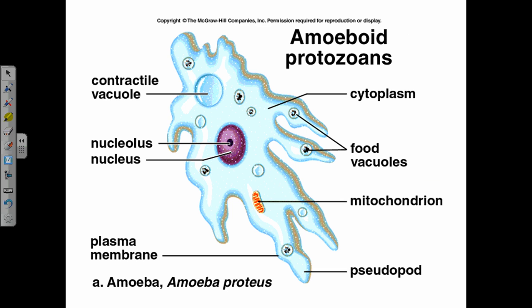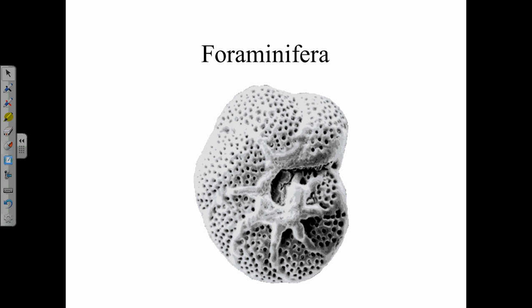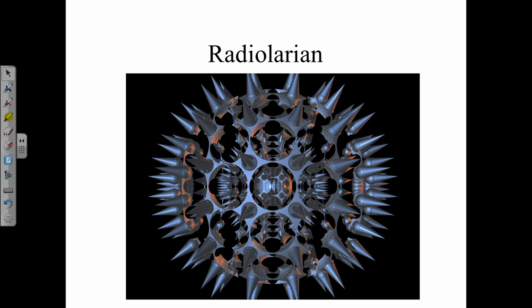There's an amoeba, and these little extensions of the amoeba, what are those? Those are pseudopods, and it sort of just flows toward those. That's how it moves. That's the foraminifera. Remember, those are the ones with limestone shells. That's the radiolarian with a glassy-like shell.